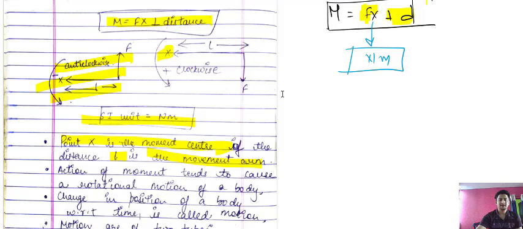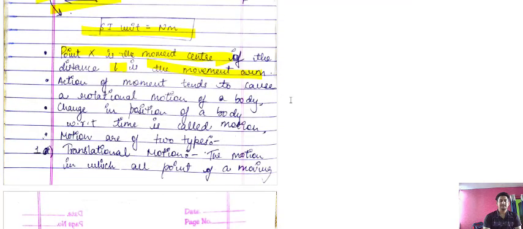The next point says that the action of a moment is to cause a rotational motion of a body. So this moment will rotate the body and produce a rotational motion of the body.